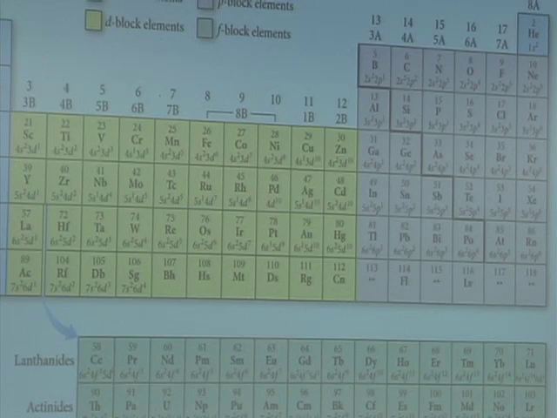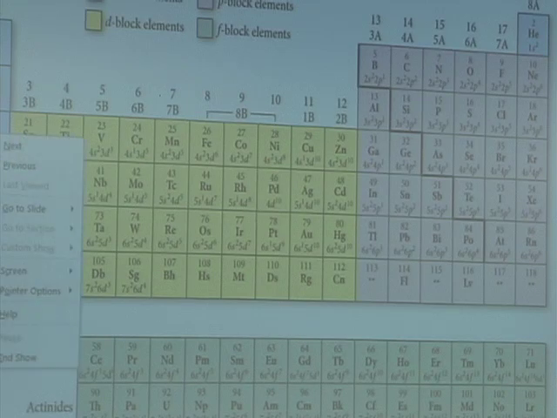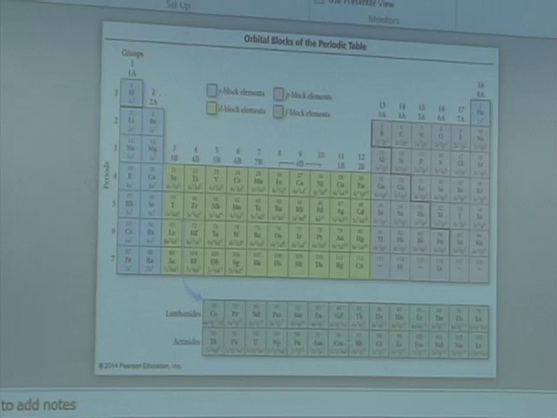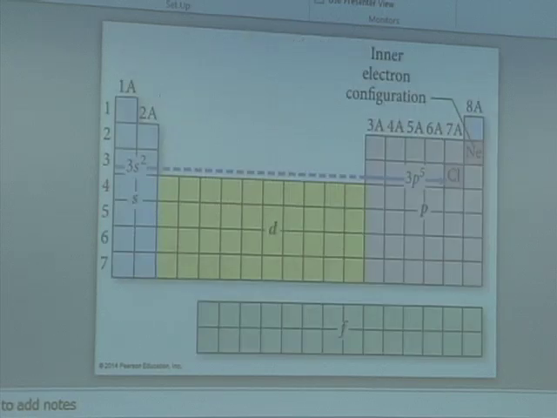So you don't actually have to do that one. Yeah, we'll do that. You have to, or you can just look at the table. Yes, you can look at the table and figure out where they're going.